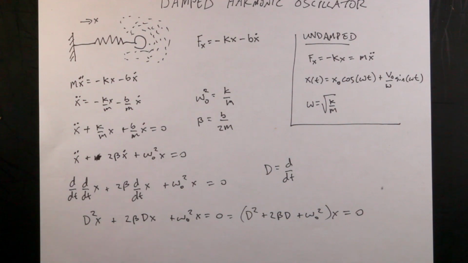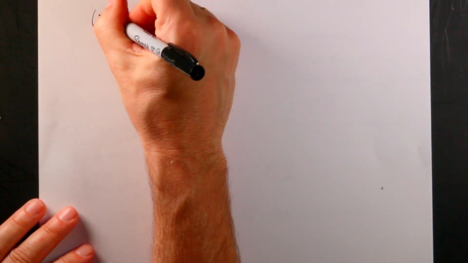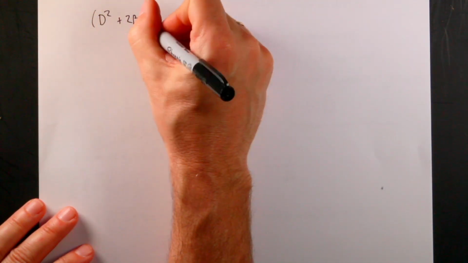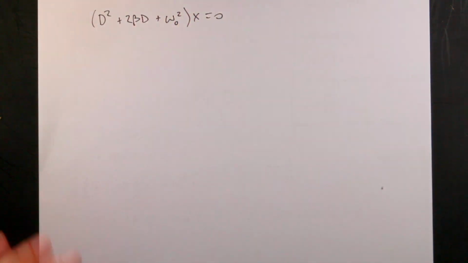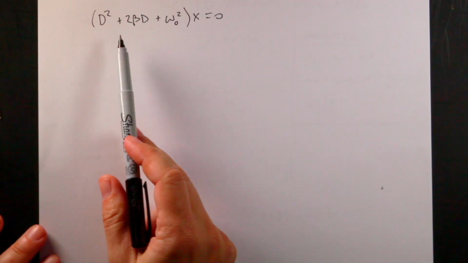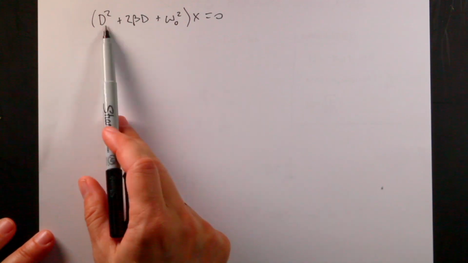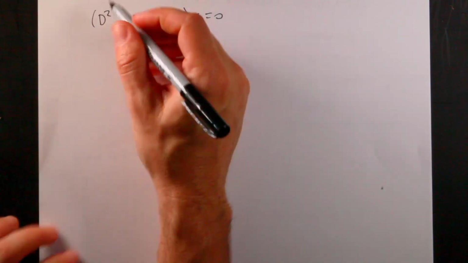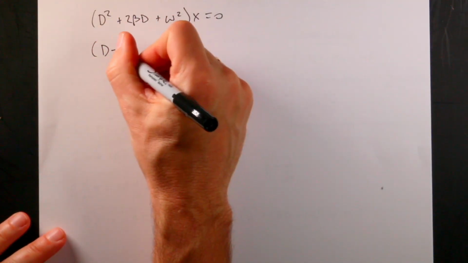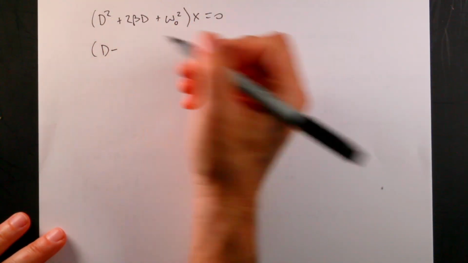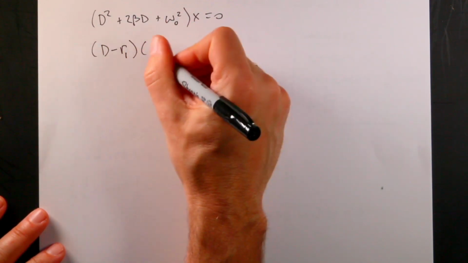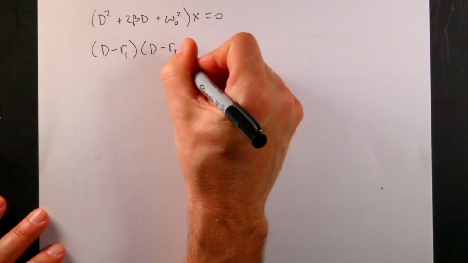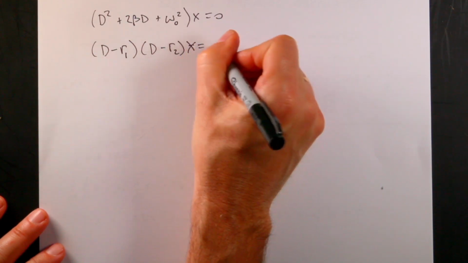Okay, so let's put this on another page. Let me write that out. So I have d squared plus 2 beta d plus omega naught squared x equals 0. Imagine that I could do this. Since I have a d squared, a d, and a constant term, I should be able to write it as d minus r1 times d minus r2 x equals 0.